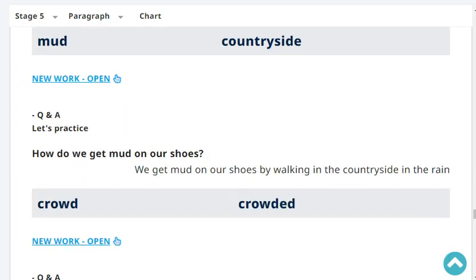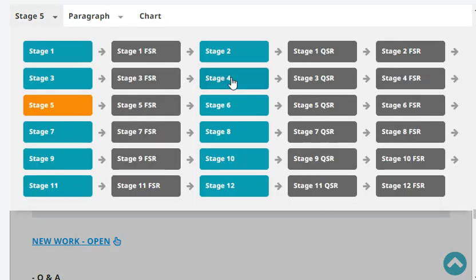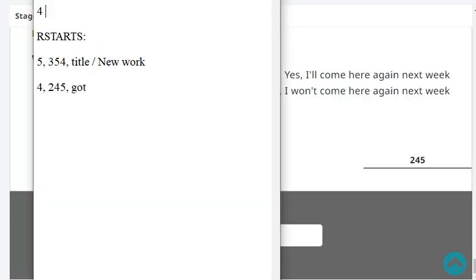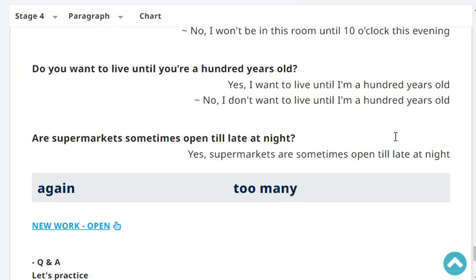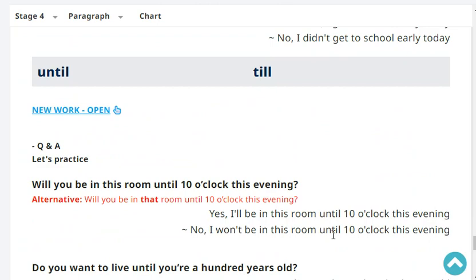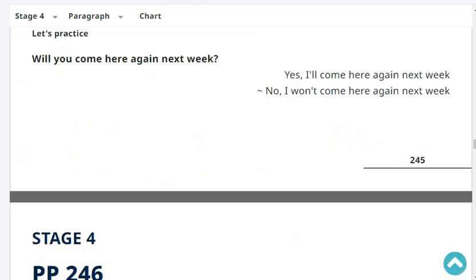Okay, so now let's move on to reading. Our reading is at stage 4, page 245. And our last headword was got. So start with headword until, till. Until, till. We will be in this room until 10 o'clock this evening.